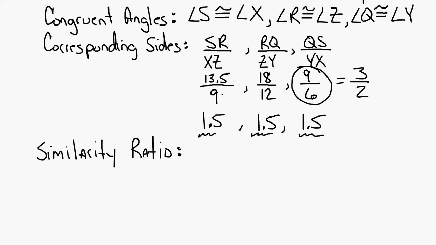All right, and aren't all of these fractions going to have the same ratio? Because they're all equal to each other. So your similarity ratio of these two triangles is 3 to 2.